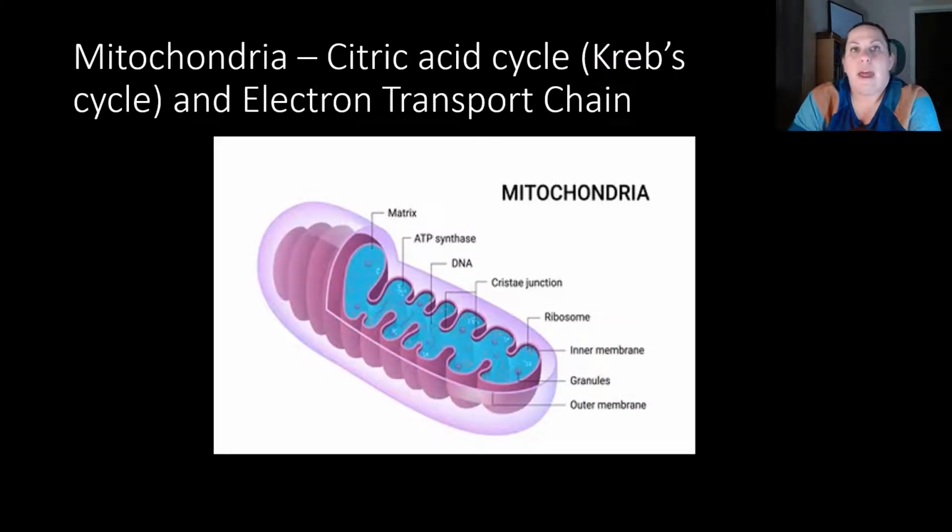Now, what organelle inside the cell is important for this? This is the mitochondria. Now, the mitochondria, if you'll recall, is known as the powerhouse of the cell. This is going to be where the citric acid cycle or Krebs cycle takes place, as well as the electron transport chain. So the mitochondria is a very important organelle in this process of cellular respiration.